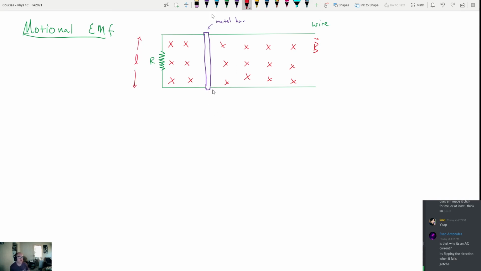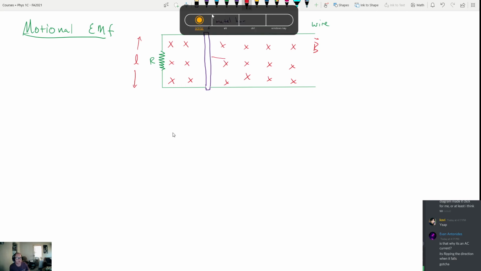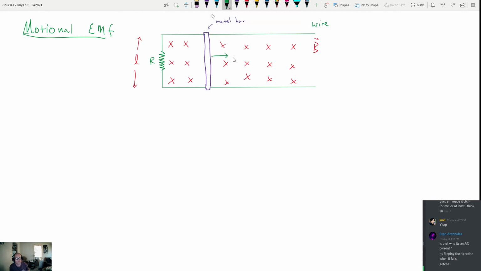And now here's what we're going to do. We're going to pull the bar to the right, or we're going to make the bar move with a constant speed in this direction here. Let's use a different color. We're going to make the bar move in this direction with a constant velocity. So v is going to be equal to constant. And of course, this is only going to happen if we're pulling on it, right? So basically, we are pulling with some kind of force in this direction. We're going to call it my applied force, okay? And we're pulling in such a way that the velocity is constant for the bar.